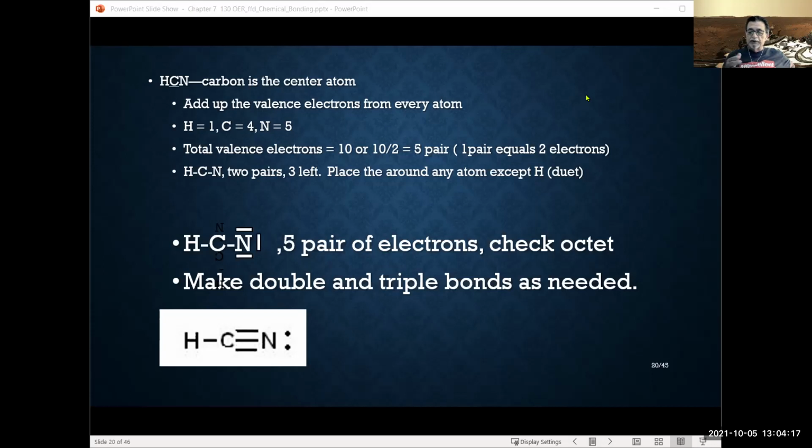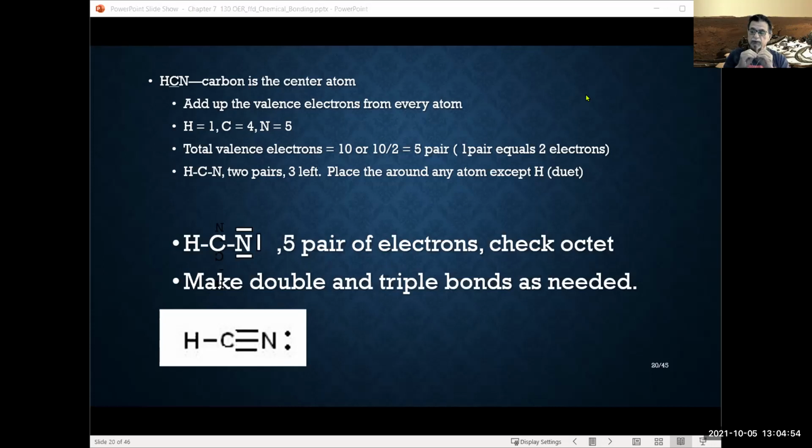And now you can place them anywhere you want, except you can't place them on hydrogen, because hydrogen is now happy. Hydrogen will always, 100% of the time, only have 1 single bond. That's it. So the other atoms can have more. You can keep adding electrons until you get that happy 8. Hydrogen, 2, that's it. Everybody else, we got to put those electrons around wherever until we get that magical 8. Not 10, not 6, but 8.